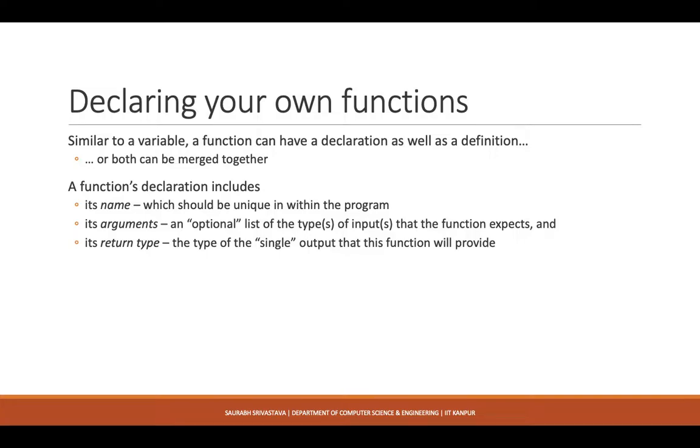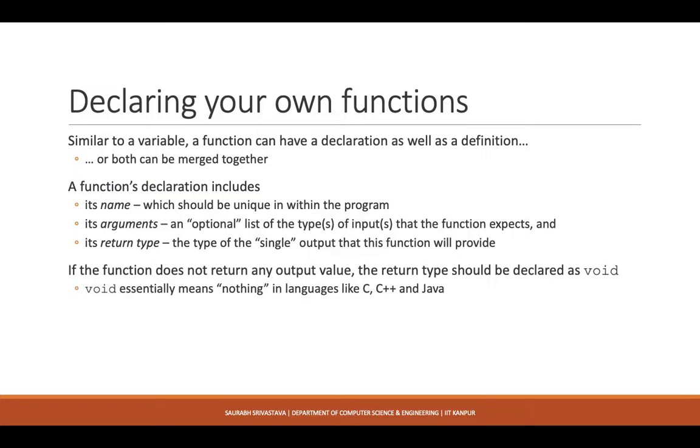You have to tell the compiler that this particular function is going to give this particular type of output. In certain cases, your function may not have a return type at all. For example, you're just going to print a message in that function, so you really don't need to return anything. In such cases, you can also declare the return type as void.